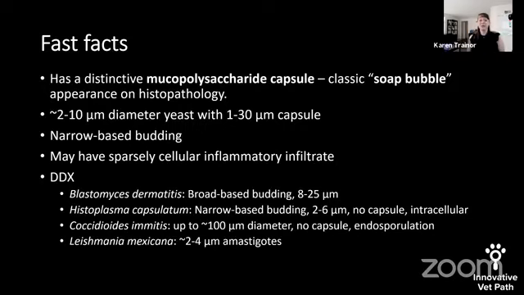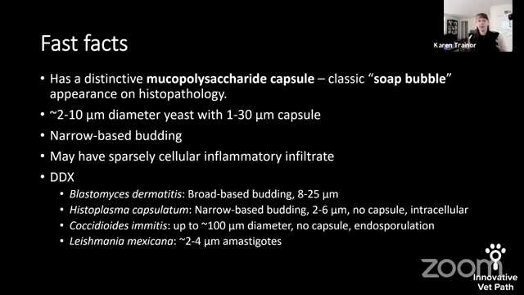If blasto is big, coccidioides is ginormous. It's really gigantic. It can be smaller, of course, than 100 microns in diameter, but it can get up to that size. So it's much, much bigger. It does not have a capsule in quite the same sense. It doesn't have a mucopolysaccharide capsule, and it also reproduces by endosporulation rather than by budding. So that's a key way to differentiate it. Also by geography as well.